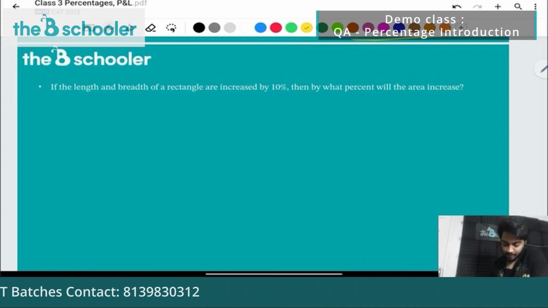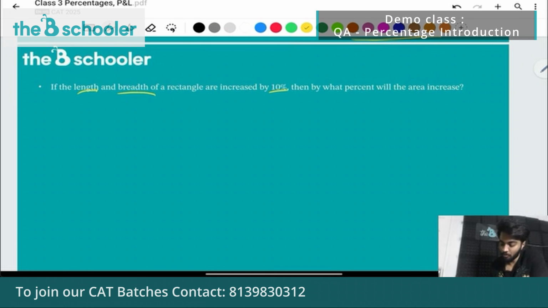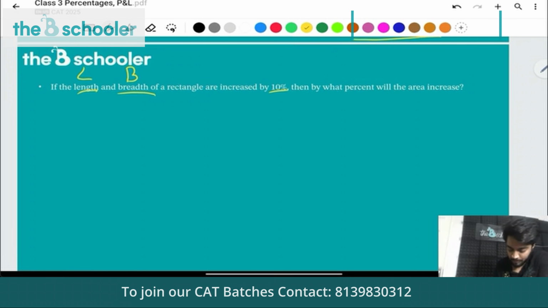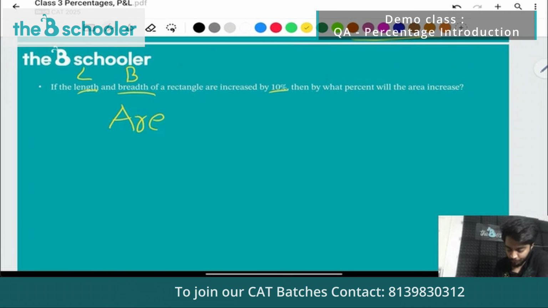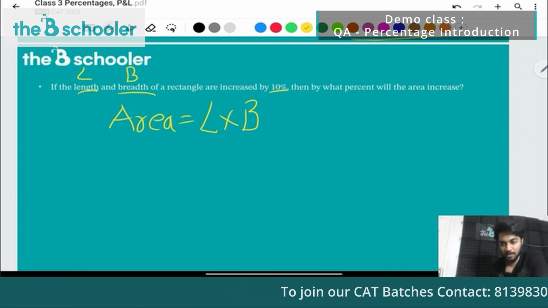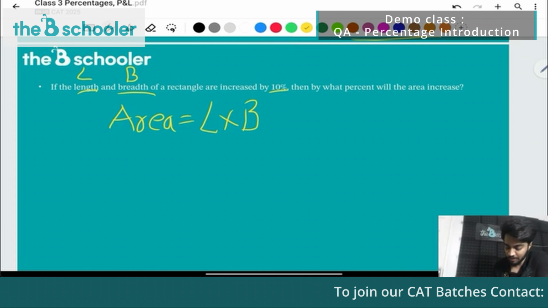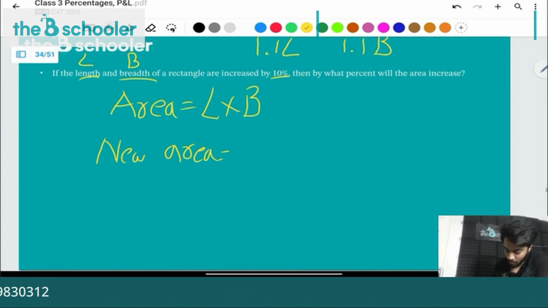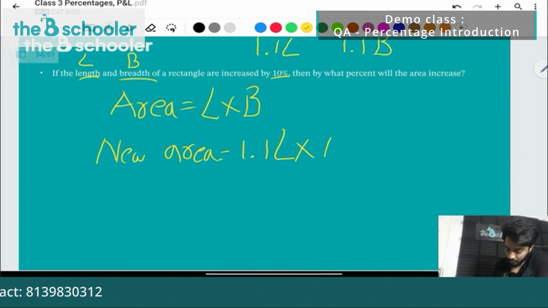Okay, what is told here? Length and breadth of a rectangle are increased by 10%. By what percent will the area increase? Okay, let's assume the initial length is L and the initial breadth is B. So initial area of rectangle, length into breadth, initial area is L into B. Now length increased by 10 percentage. That means the new length is 1.1 L. Breadth increased by 10 percentage. That means 1.1 B. So new area is nothing but 1.1 L into 1.1 B.